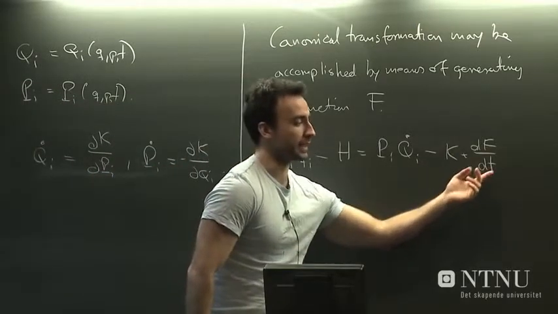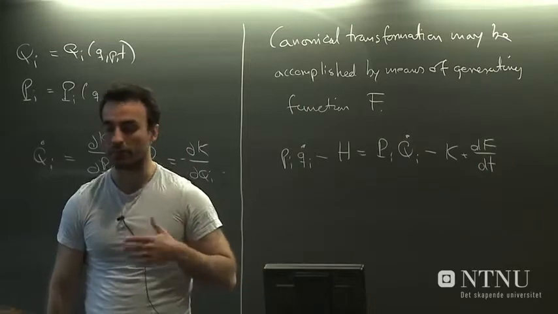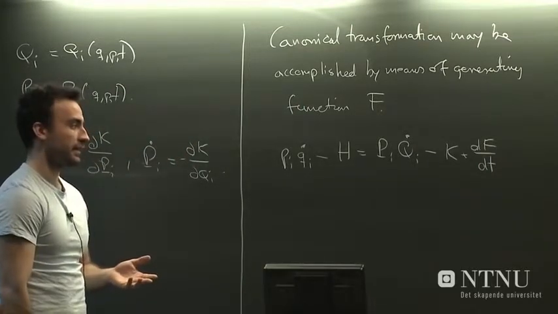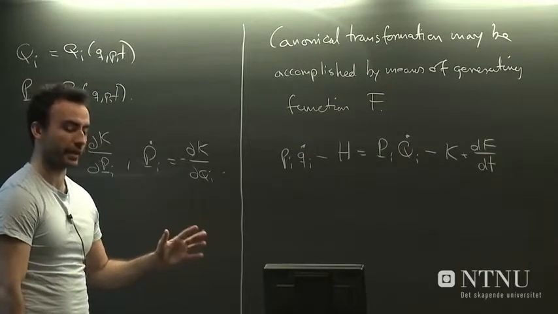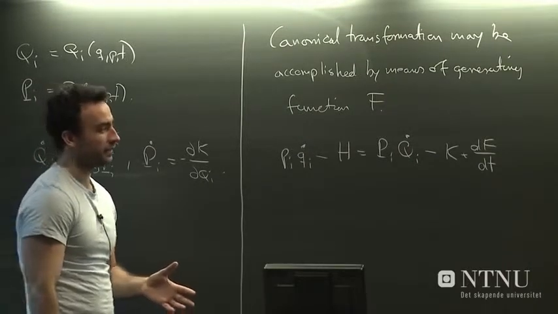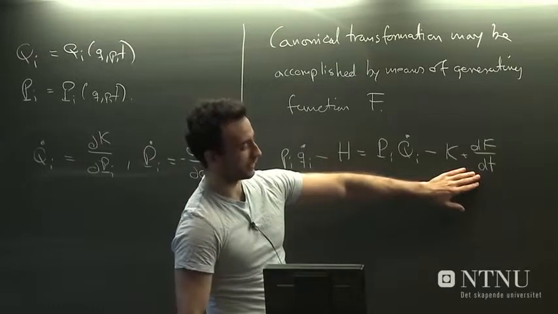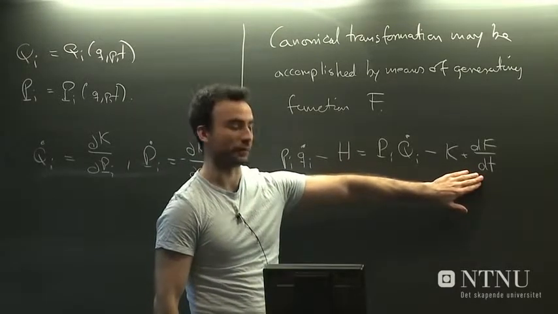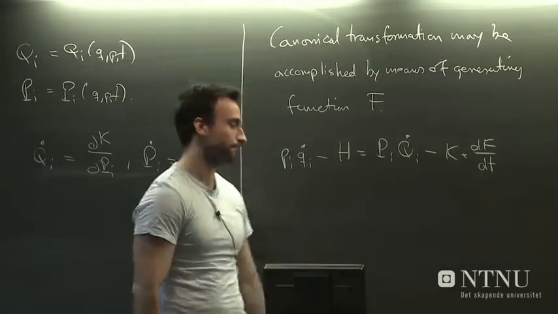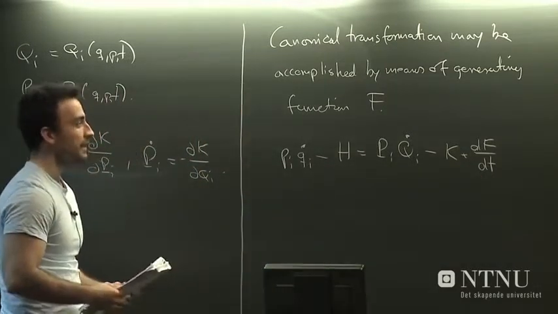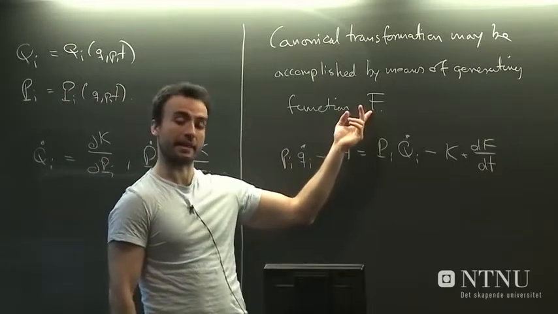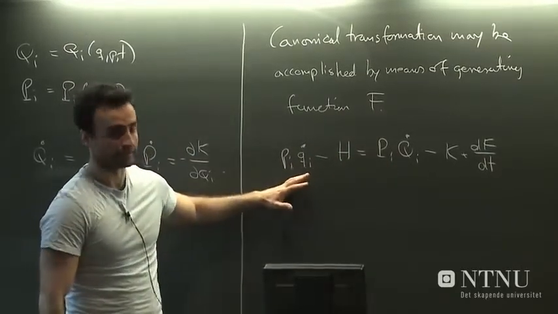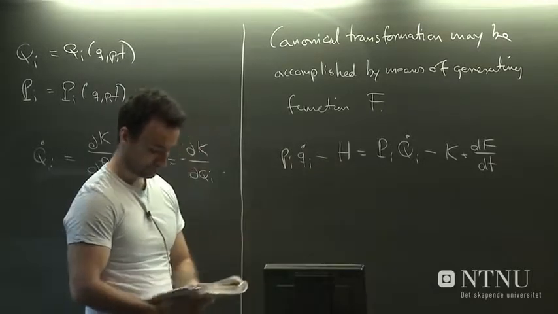This extra term here appears because we can always add a total time derivative of some function f to the variation of the action without changing it, because this has no variation at the end points. So then we had to look at a couple of examples of this f that could be used to establish a bridge between the old set and the new set of coordinates.